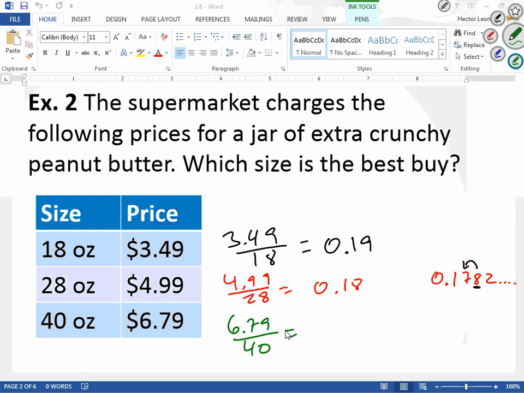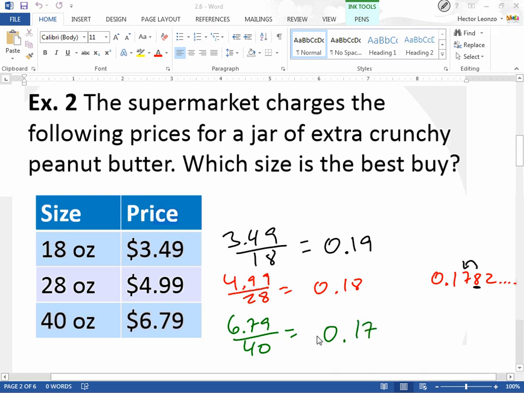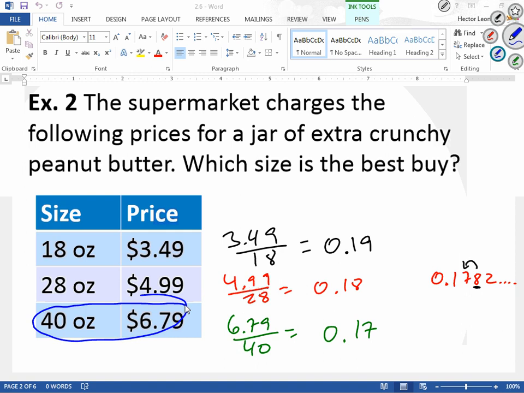So make sure ounces is at the bottom. So I'm gonna go 6.79 divided by 40, and after some decimal numbers, it gives me 0.17. So each ounce is 17 cents. So here, which size is the best buy? I'm gonna go with the 40 ounces because I'm paying 17 cents per ounce.